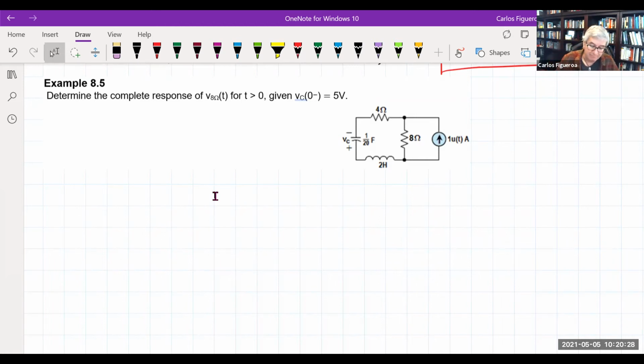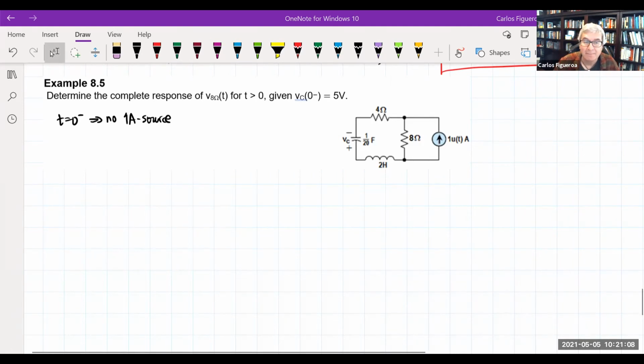Now we have a circuit problem. Look what it says. We want to determine the voltage of the 8 ohm resistor, not the capacitor, not the inductor. And what they're telling us here is that this source turns on at t equal to 0 plus. So that means that at 0 minus, there's no 1 amp source. And look at the polarity of the capacitor. It's in the opposite direction of the current.